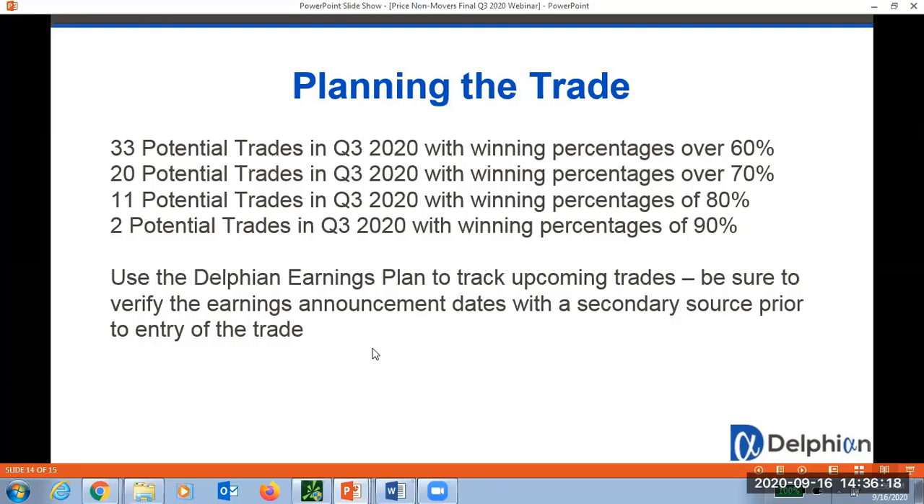Like Josh mentioned, we're going to use it to track upcoming dates, but make sure you're looking at a secondary source to verify those earnings announcements. Somebody had asked a question earlier. I use Morningstar and I use Thinkorswim, so I have a couple different sources that I try to match up the earnings dates with what Delphian has that we've received from Zacks. But sometimes things come up and they have been changing lately.